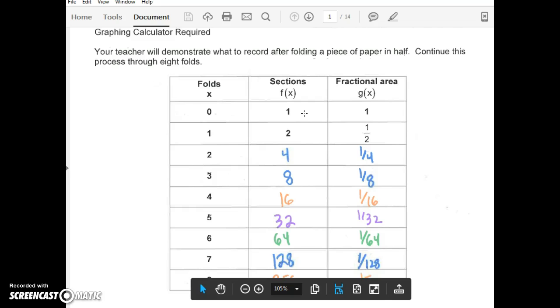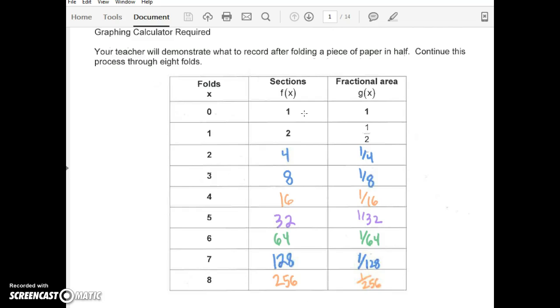So you have an output and you're doubling it every single time. You're multiplying by 2. The fractional area, however, is an exponential decay relationship because we're taking 1 and multiplying it by 1/2, multiplying that by 1/2 to get 1/4, and so on. So our pattern there, our decay factor would be 1/2.